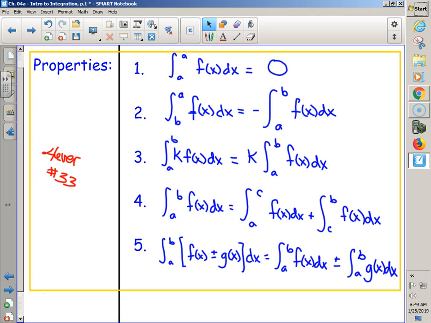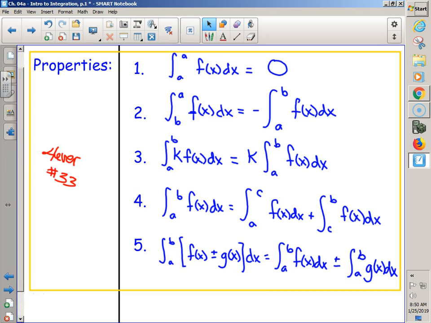Which is why every time we draw a line on a piece of paper, technically it's not really a line, it takes up a little bit of space, but oh well. But yeah, A to A, you didn't go anywhere. There's 0 area. So anytime you have an A to A, whether it's 5 to 5, 3 to 3, 1 to 1, 0 to 0, doesn't matter. Always 0. Boom, done.